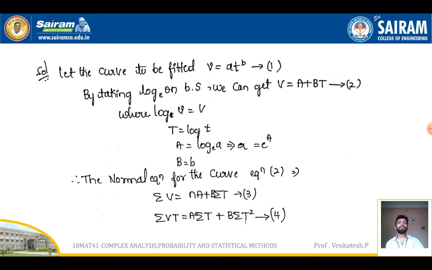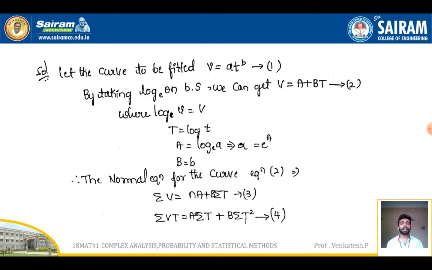So by taking log with base e on both sides, we get V is equal to A plus Bt, where capital A is nothing but log of small a with base e, capital B is nothing but log of small b with base e, and T will be nothing but log of small t with base e. So now the normal equations for this straight line equation will be: summation V is equal to nA plus B into summation T. Summation TV is equal to A into summation T plus B into summation T square.